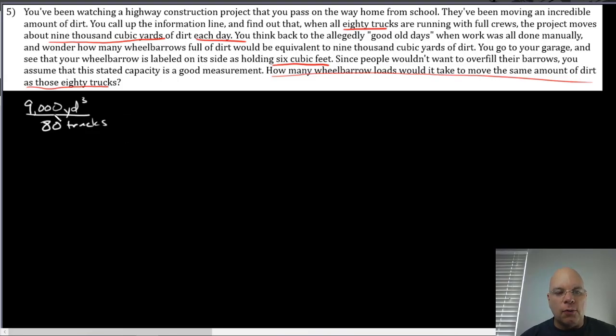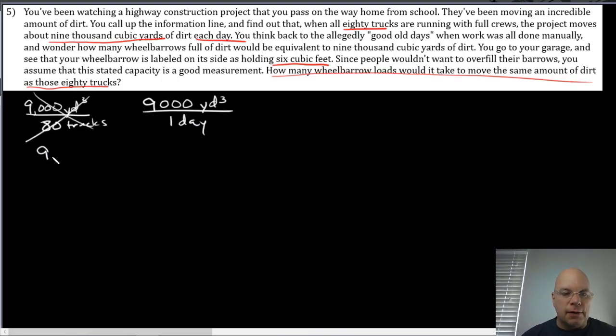But I don't want to know how many wheelbarrows it takes to equal a single truck. I want to know, if you read the last sentence, the question, how many wheelbarrow loads it would take to move the same amount of dirt as all 80 of those trucks. So really, I'm looking for the amount of wheelbarrow loads that would move the same amount of dirt as those trucks move in one day. So the 9,000 cubic yards per day, that unit rate, is really a better starting point.